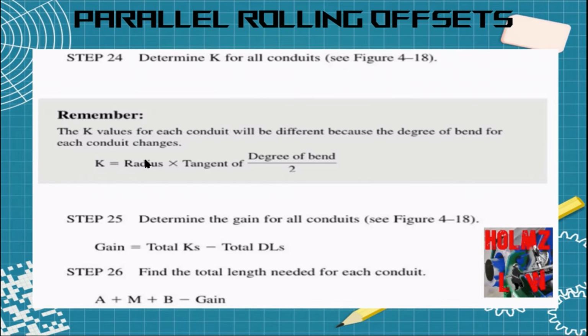Now, coming towards the end portion of it, all right, to figure out that K value, like I said, videos 1, 2, and 3. To determine the gain for all of these conduits, you go through the same steps, all right, to find the total length needed for all of these. You go through the same steps that I teach you in videos 1, 2, and 3. I'm only here to teach you the actual calculation on how to do the rolling offset.